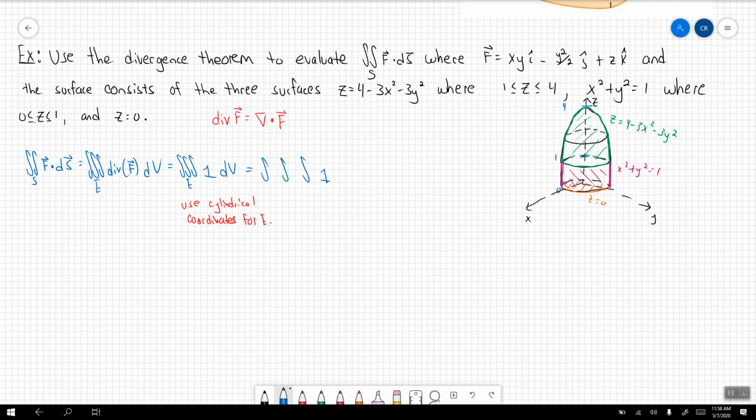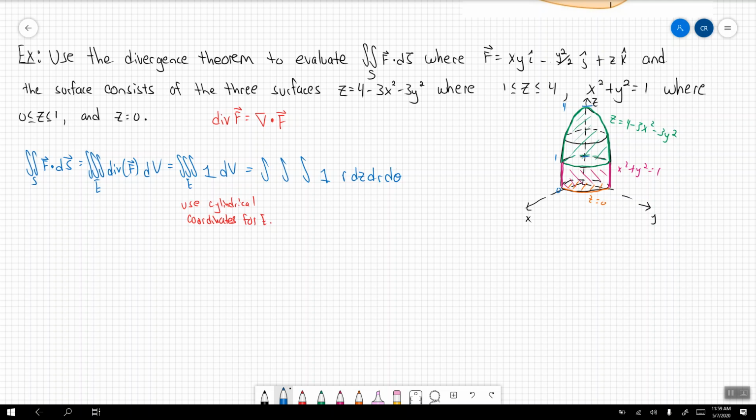Remember, when we change our differentials over to cylindrical, spherical, anything like that, we need that Jacobian. The Jacobian in our case, because we're switching over to cylindrical coordinates, will be r dz dr d theta. So let's now figure out what these bounds are.